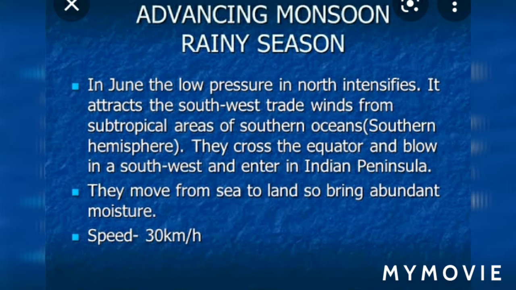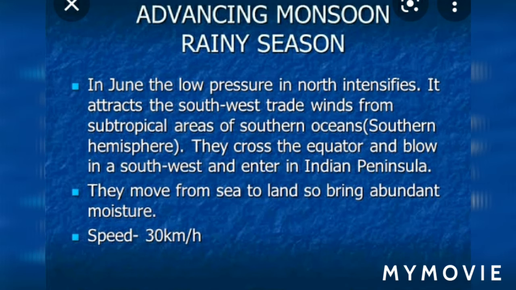Next is the advancing monsoon or the rainy season. By early June, the low pressure conditions over the northern plains intensify. It attracts the trade winds of the southern hemisphere. These southeast trade winds originate over the warm subtropical areas of the southern ocean. They cross the equator and blow in a southwesterly direction, entering the Indian peninsula as the southwest monsoon. The inflow of the southwest monsoon into India brings about a total change in the weather.